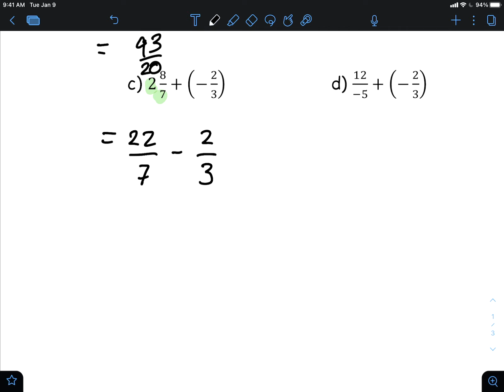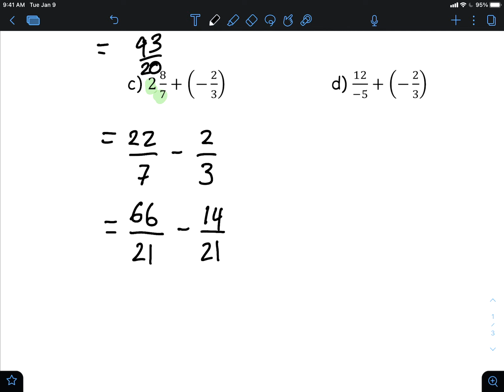Okay. Our lowest common denominator here, can anyone tell me? Lowest common denominator between 7 and 3. Yep. 21. 21, exactly. So in this case, just multiply them. So that gets us 22 times 3, which is 66 over 21. And then the 2, we need to multiply by 7, gets us 14.